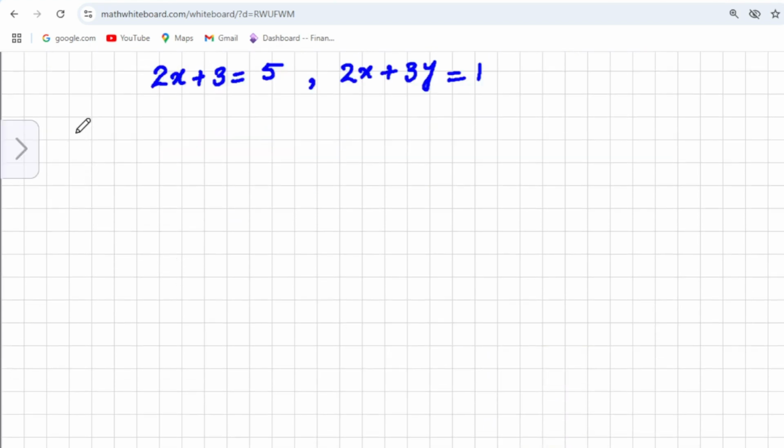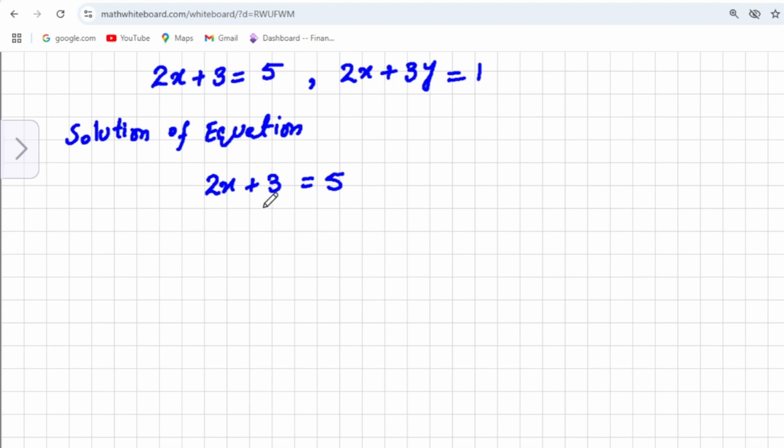Now next is the solution of the equation. So what is the solution of an equation? For example, we have the equation 2x plus 3 is equal to 5. If we put x equal to 1, then we can see that 2 into 1 plus 3 is equal to 5. So 2 into 1 is 2, plus 3 is 5, equal to 5.